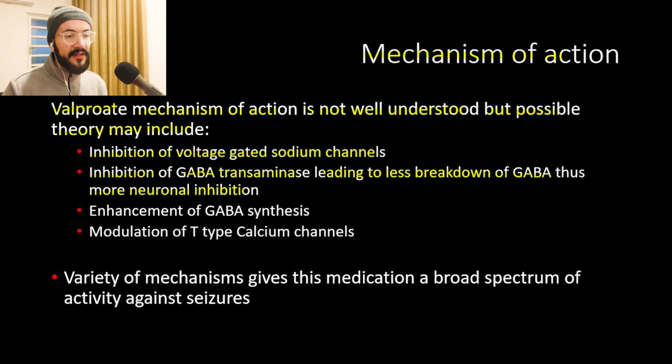And valproic acid also enhances GABA synthesis. It also increases the synthesis of GABA, so since there is even more GABA, there is more neuronal inhibition. And lastly, valproic acid modulates the T-type calcium channels. And remember, the T-type calcium channels are related to absence seizures. So when there is a problem in these channels, there are absence seizures. So valproic acid also modulates these channels, so it also treats absence seizures.